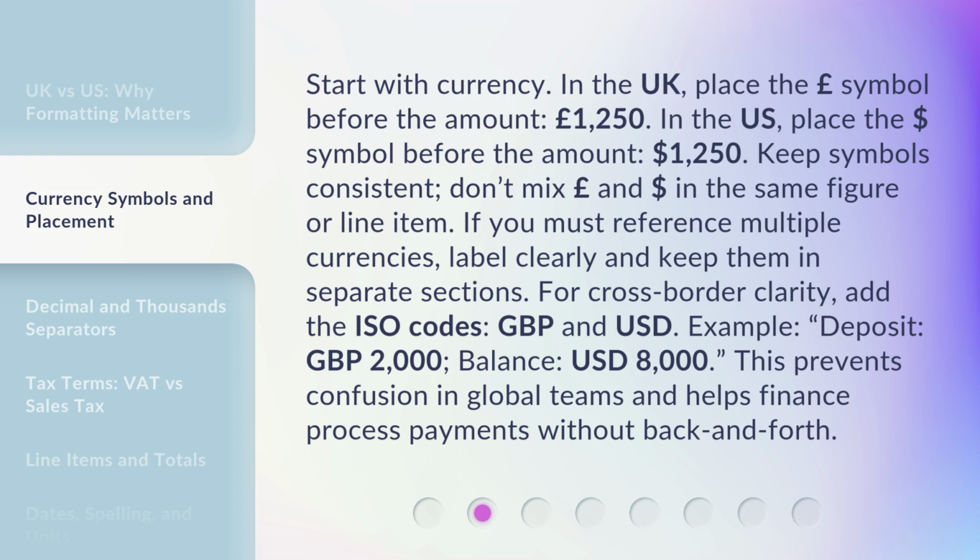For cross-border clarity, add the ISO codes, GBP and USD. Example: deposit, 2,000 British pounds. Balance, 8,000 United States dollars. This prevents confusion in global teams and helps finance process payments without back and forth.